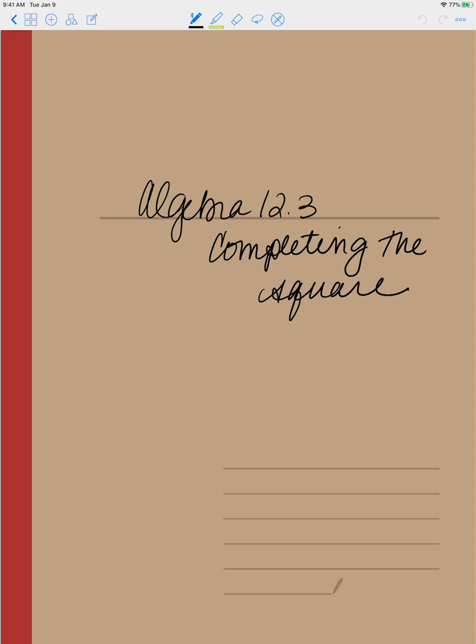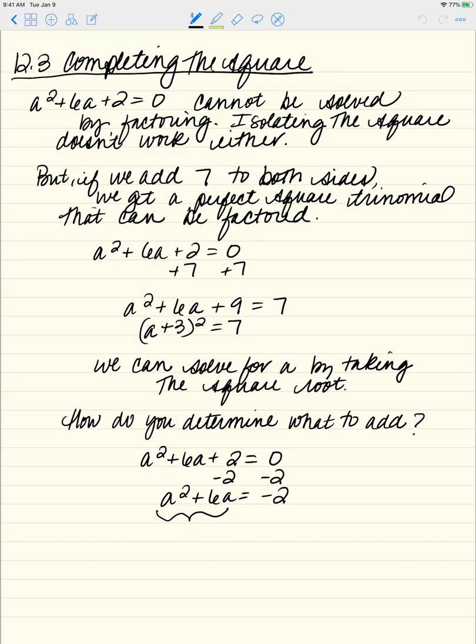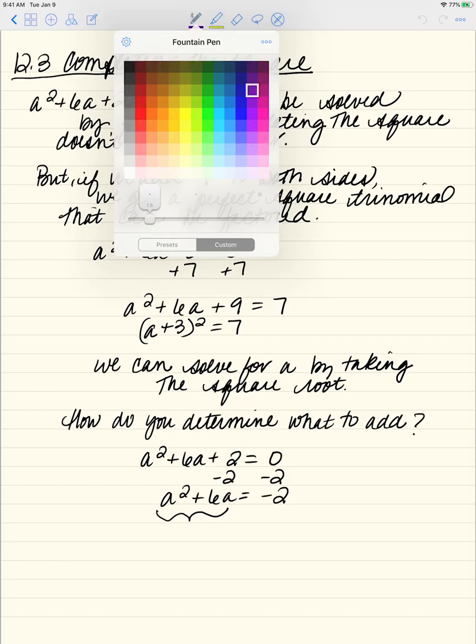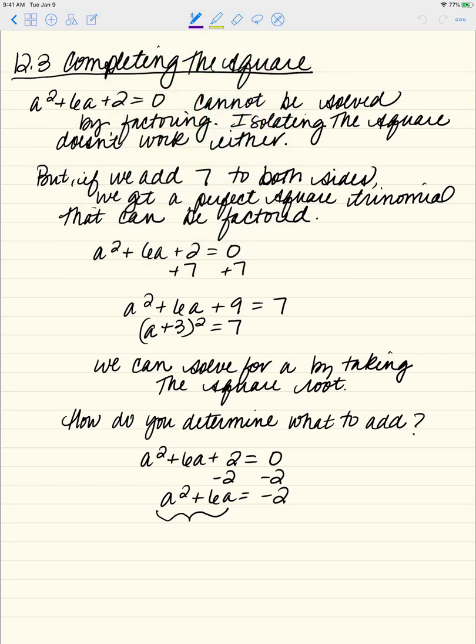All right, algebra. So continuing on with quadratic equations, and today talking about completing the square. Sometimes we have quadratic equations like a squared plus 6a plus 2 is equal to 0 that cannot be solved by factoring. In this case, we would not be able to solve by isolating the square either. So what do we do?